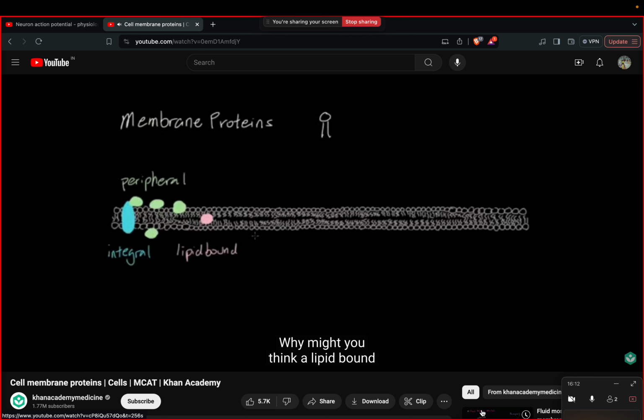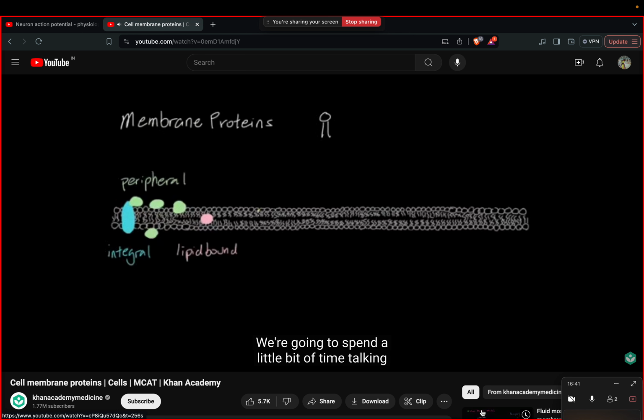Why might you think a lipid-bound protein is so difficult to find, so rare? Well, the reason why is because proteins are there to interact with the outside environment. And lipid-bound proteins are stuck on the interior of the cell membrane itself. So it can't really interact with the outside of the cell or the inside of the cell. So it doesn't really serve a big function in terms of the cell membrane performing its duties.